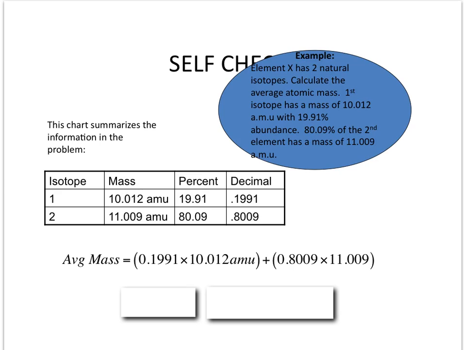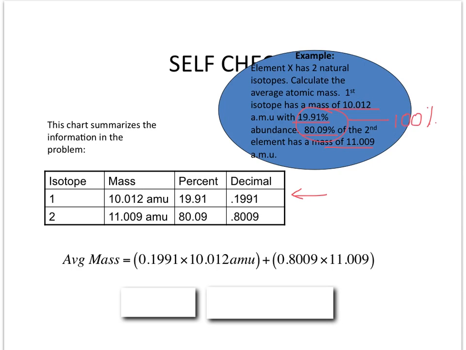Alright, in this example, element X has two naturally occurring isotopes. The first isotope has a mass of 10.012 AMUs, and it's 19.91% abundance. You can see that in the first row of our data chart. And the second isotope has a mass of 11.009 AMUs, and it's 80.09% abundance. Notice that these do add up to 100%.